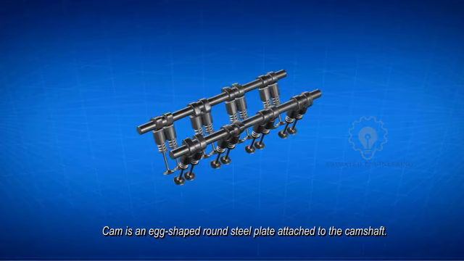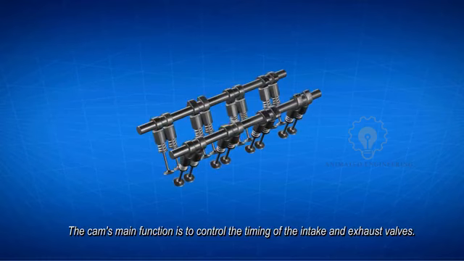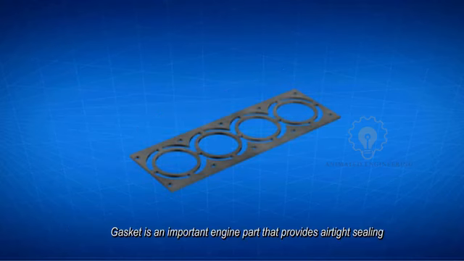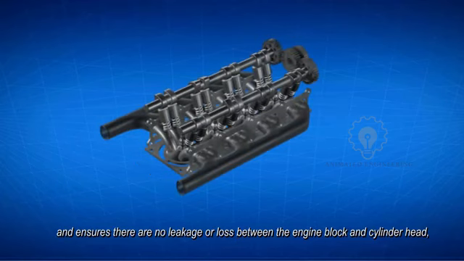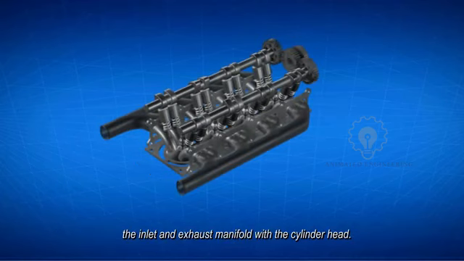Cam and camshaft. Cam is an egg-shaped round steel plate attached to the camshaft. The cam's main function is to control the timing of the intake and exhaust valves. Gasket. Gasket is an important engine part that provides airtight sealing, and ensures there is no leakage or loss between the engine block and cylinder head, the inlet manifold, and the exhaust manifold with the cylinder head.